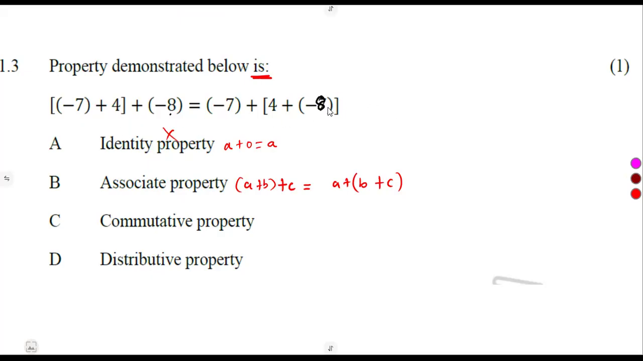So here they're not testing you guys on the numbers too. The presentation is the one that you're worried about. So they just made a mistake that it's minus what? -8. So you can see that it is exactly what we have here. This is A plus B in a bracket.